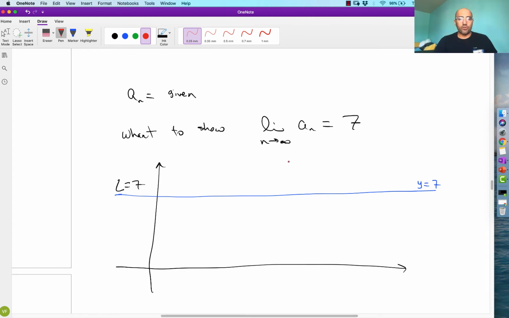So if it's true that the limit as n goes to infinity of a sub n equals 7, and you're trying to convince somebody of that, it means that they will choose an epsilon value. Typically something really small. They want to think of a gap surrounding L, and that's going to be my epsilon. So let's say that they choose epsilon equals 0.5.